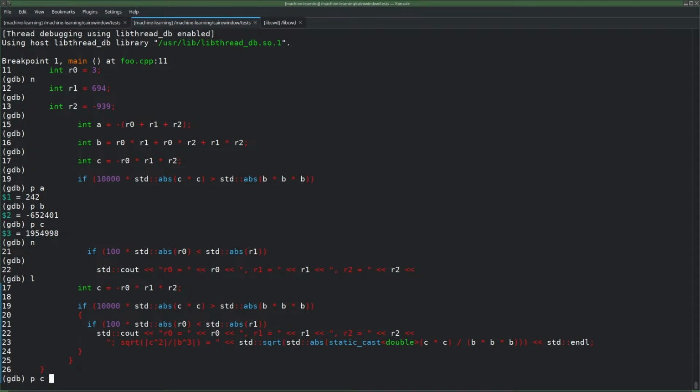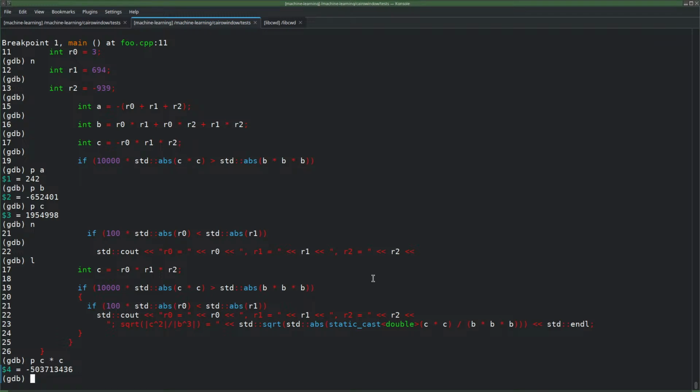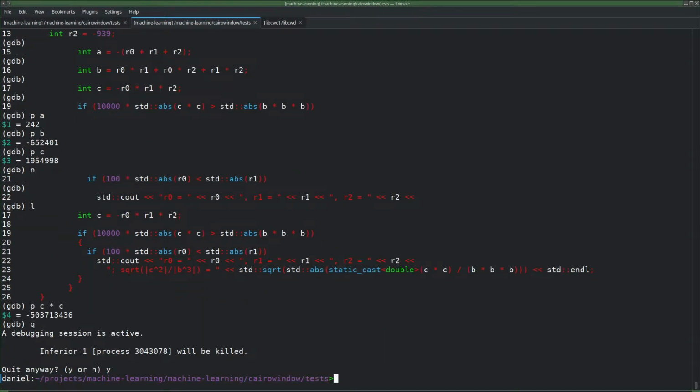C times C. And it is, of course this is overflowing. C is huge. Oh, I'm doing C squared. I was thinking about one of the R values. Yeah, totally overflowing. Yeah. You can't do this squared in an integer. Might as well cast the C to a double and then multiply the thing. Work with double from the beginning. Okay, that was pretty stupid.